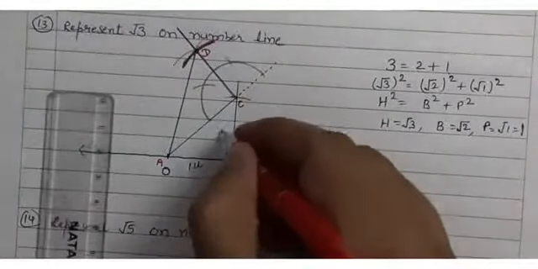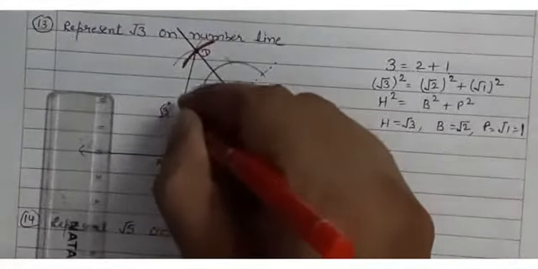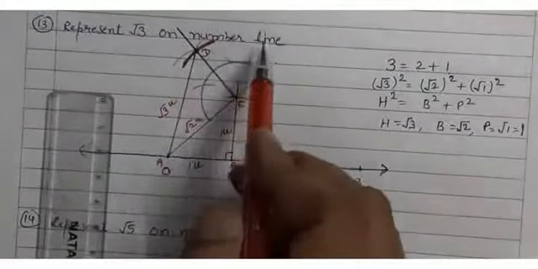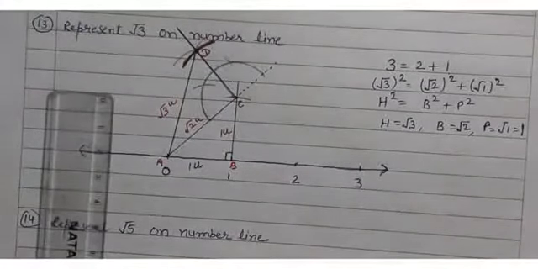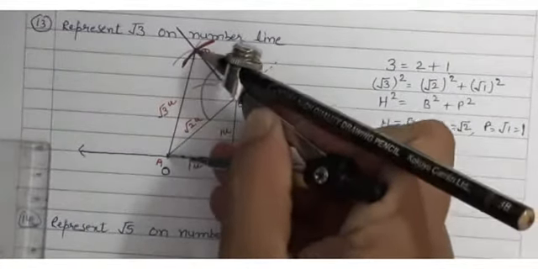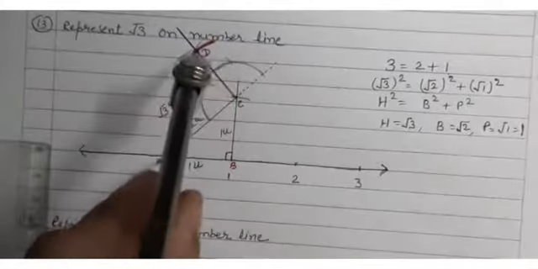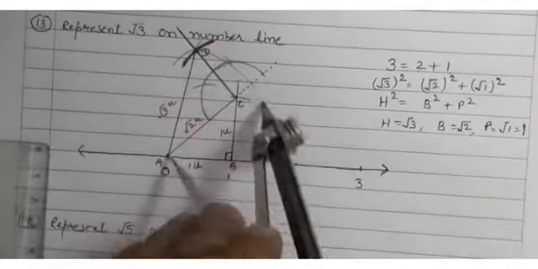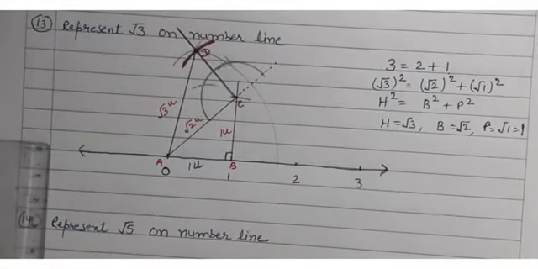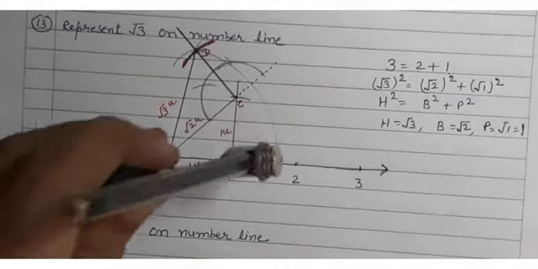This is point D. At last, what you have to do, actually this is your 1 unit, this is your 1 unit, this is under root 2 unit, and this will be under root 3 unit. But what is our question? Represent under root 3 on number line. For that, what? Now, put needle of your compass at point O and measure up to D. Okay, and then you draw one arc like this. Okay, I am making dark.